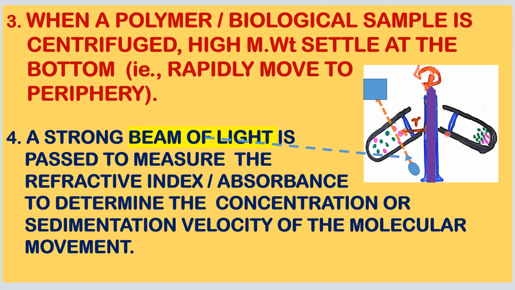We'll continue further. When a biological sample or cell fractions, cell homogenate, is centrifuged, or when a polymer sample is centrifuged, high molecular weight molecules settle at the bottom and low molecular weight molecules will be at the top. High molecular weight molecules rapidly move to the periphery and settle at the bottom. Now, a strong beam of light is passed through the polymer sample solution to measure the refractive index or absorbance, to determine the concentration at this distance, and you can also measure concentration at this distance to study the concentration or sedimentation rate.